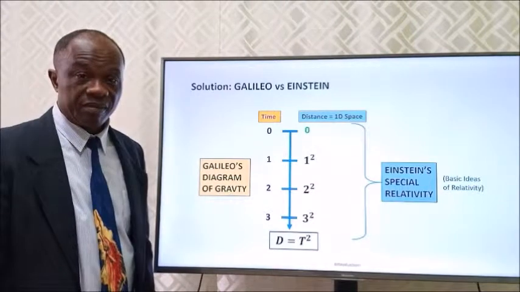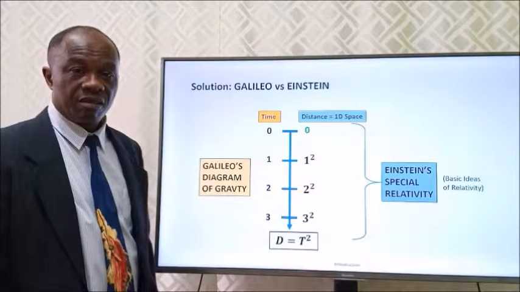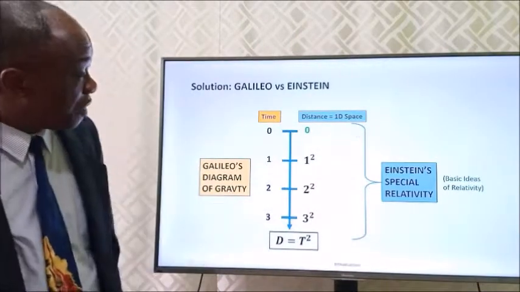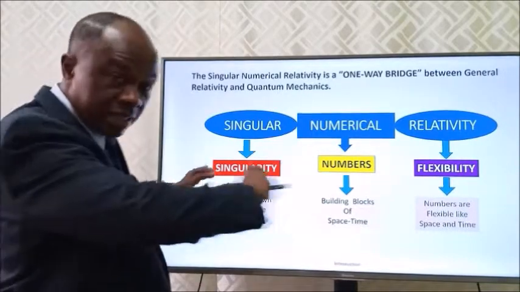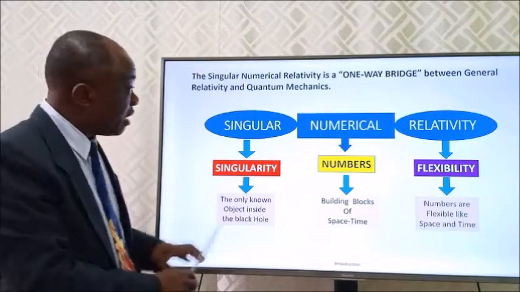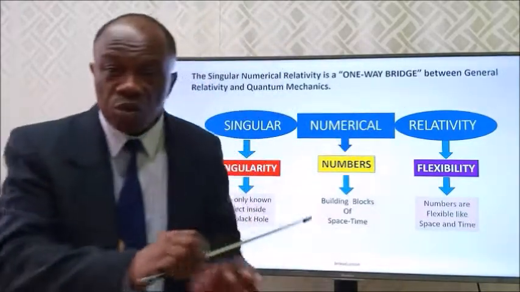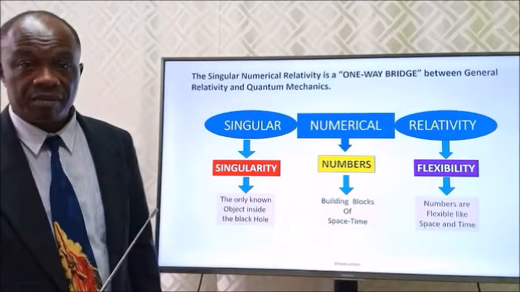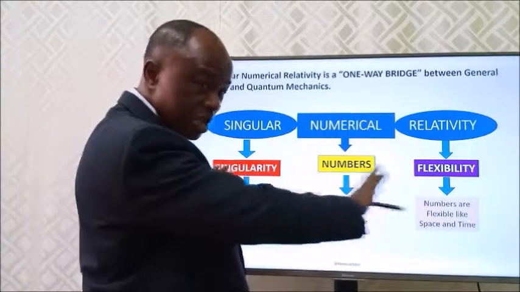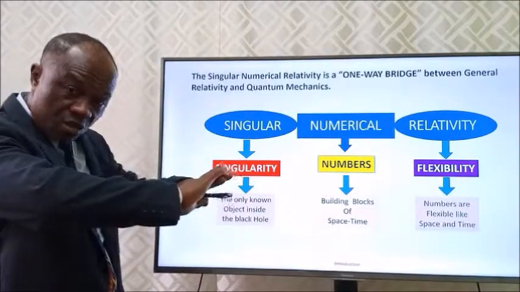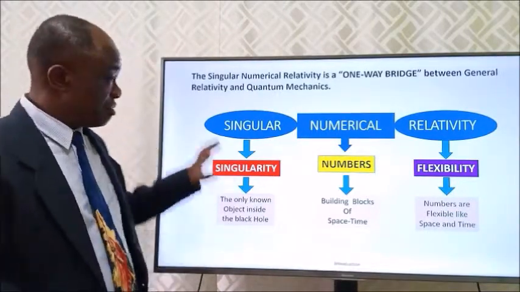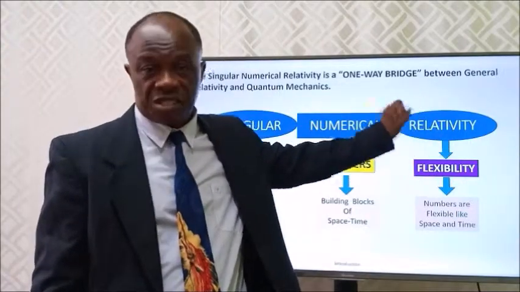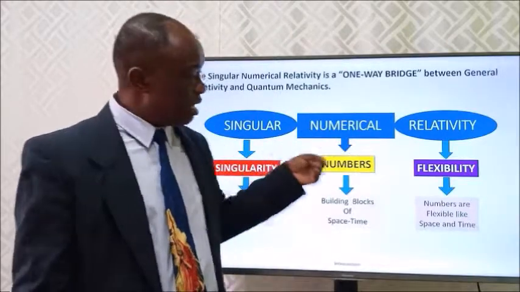Now you know. Yes. The singular numerical relativity is going to do that. The singular numerical relativity will explain gravity for all the realms of the universe at once. That's why it is going to build one-way bridge between quantum mechanics and general relativity. We say one-way bridge because at once it will explain everything, and we don't need the formulas of general relativity or quantum mechanics to explain this. This theory is axiomatic. By itself, it will do the job.